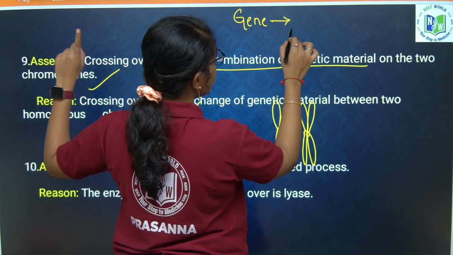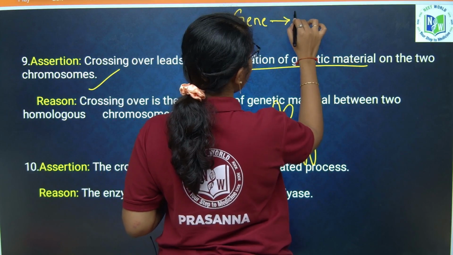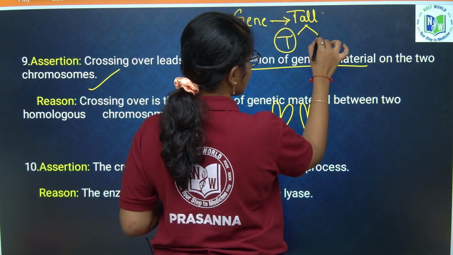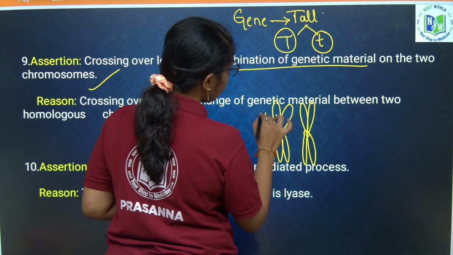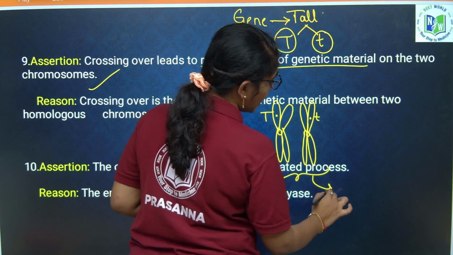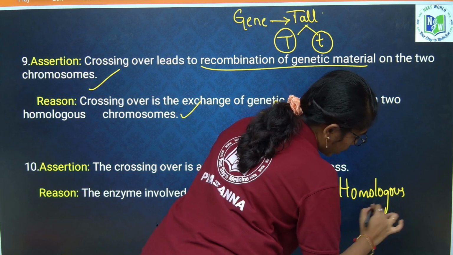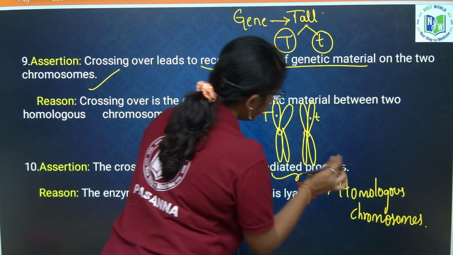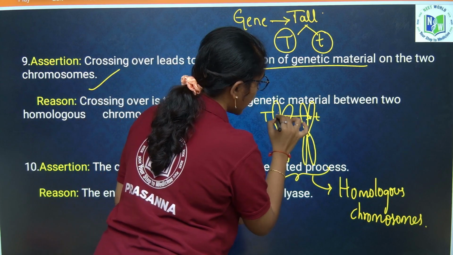Each gene codes for one character or trait. Let us take tallness. The two different alleles of tall: dominant is capital T, recessive is small t. Two alleles located at the same loci on two different chromosomes, then these two chromosomes are called homologous chromosomes, wherein two different alleles of the same gene are located at the same loci.